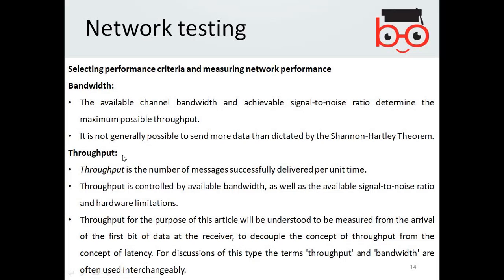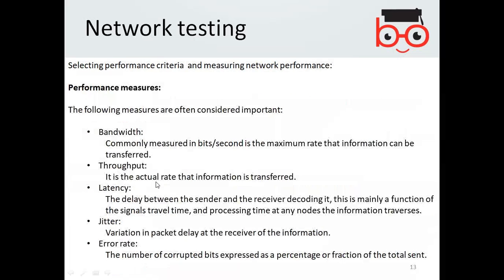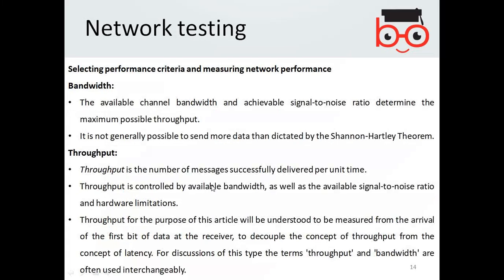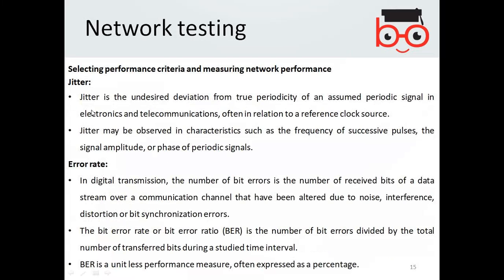Some more explanation about the bandwidth we discussed earlier. Throughput was the concept of actual data rate at which the information is being transferred, and then the jitter and the error rate are explained in these slides a little bit more. So you can always go through these slides. We try to move further to some other slides.